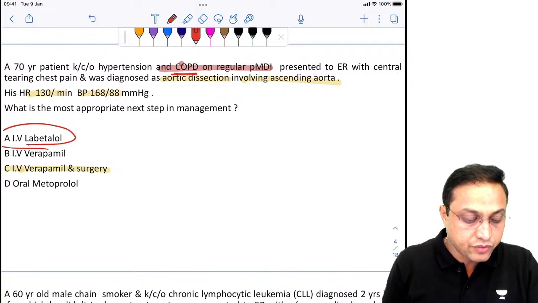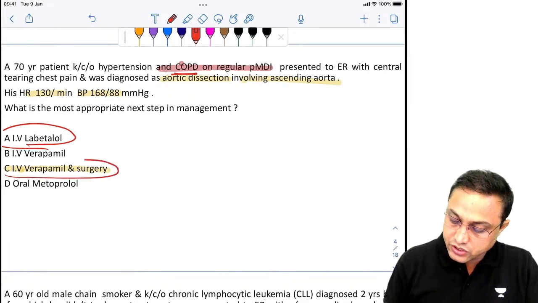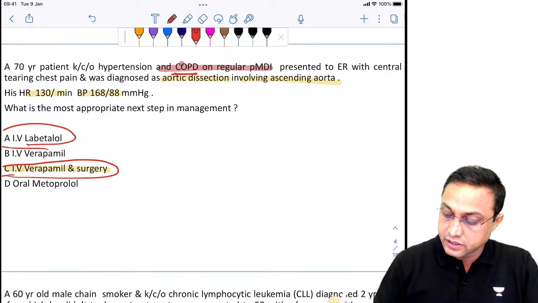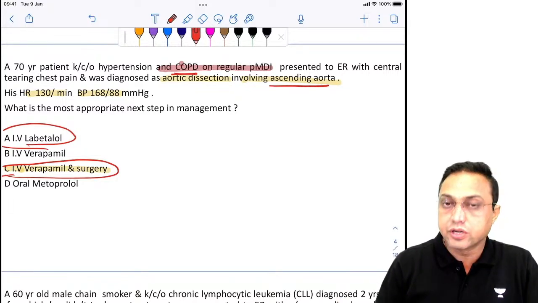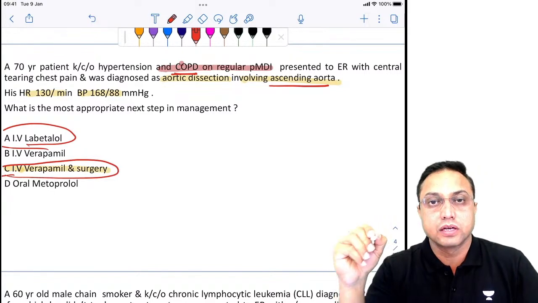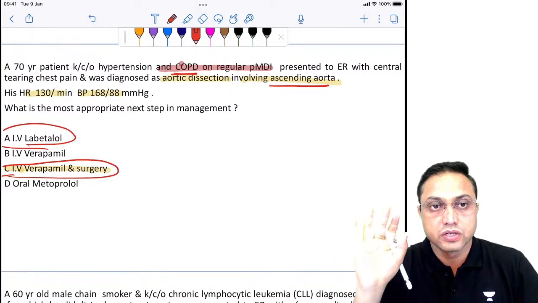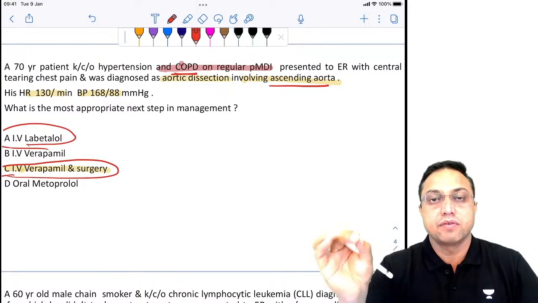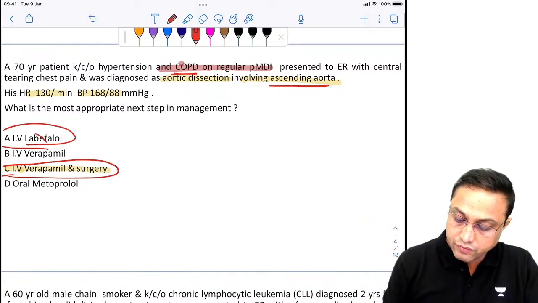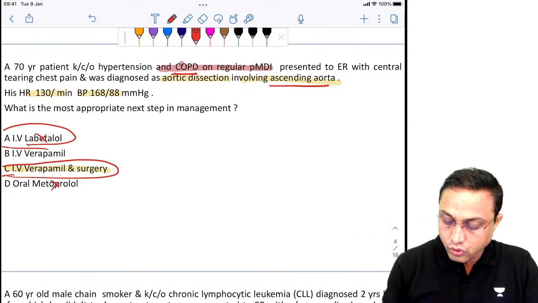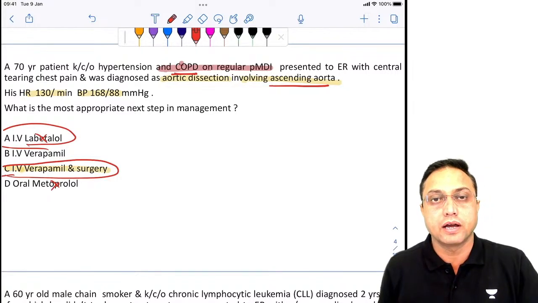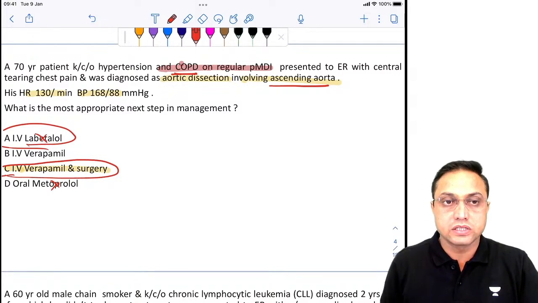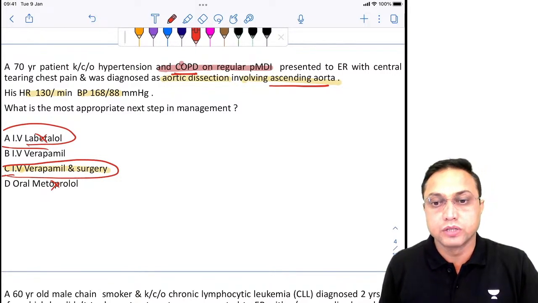So what are we left with? We are left with only one option: this patient is going to have IV verapamil and surgery. Why? Because the definitive treatment for aortic dissection involving the ascending aorta is surgical repair, so surgery is a must. Now we have to choose only an antihypertensive. Since this patient has COPD, we are not going to give labetalol, and metoprolol is not recommended either. That's why we are left with only calcium channel blockers, verapamil, and the definitive treatment is going to be surgery.